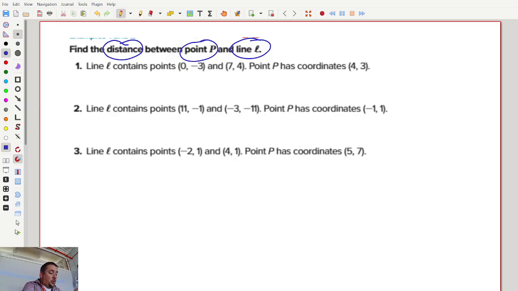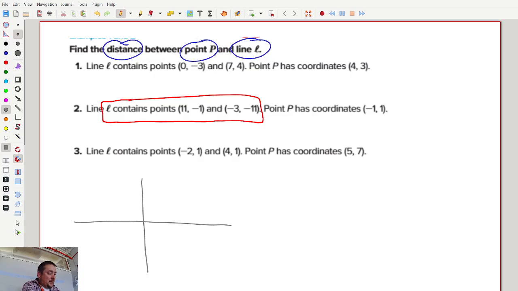I'm going to color code some things. So we have this line, which contains 2 points. I'm going to sketch over here what is going on, just to get a visual of it. So 11 is way over here and down 1. Here's 11, negative 1. And then negative 3 is a little bit here, and negative 11 would be way down here. So I'm sketching negative 3, negative 11. Here's the line connecting them. This is line L. It goes on forever and ever.